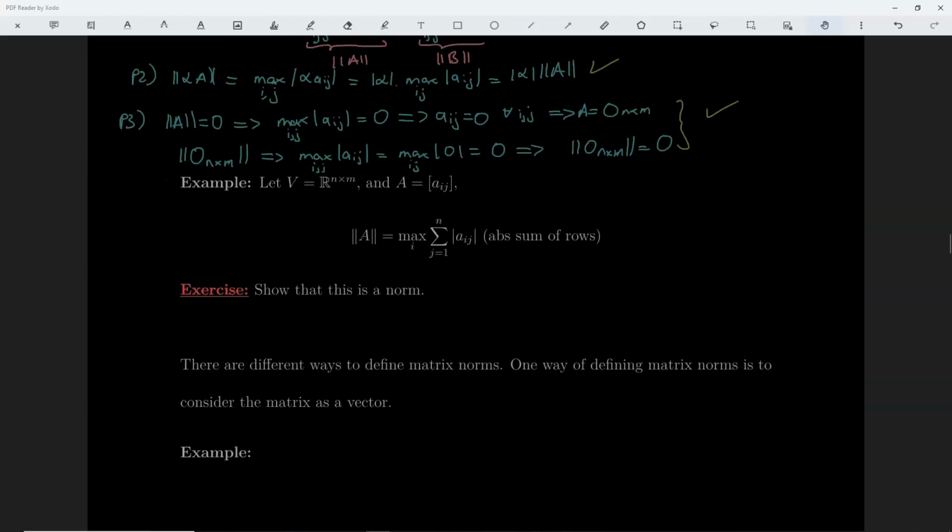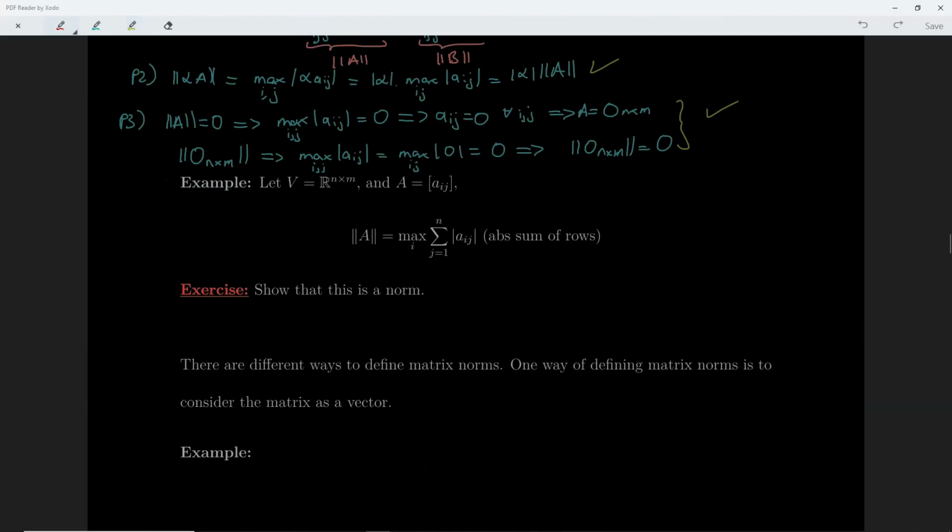And all right, here comes another definition, and it says that once again we consider the n by m real matrices, and it says that the norm of A can be defined in another way as the maximum value of the absolute sum of rows. And this is for j from 1 to m. So one second.